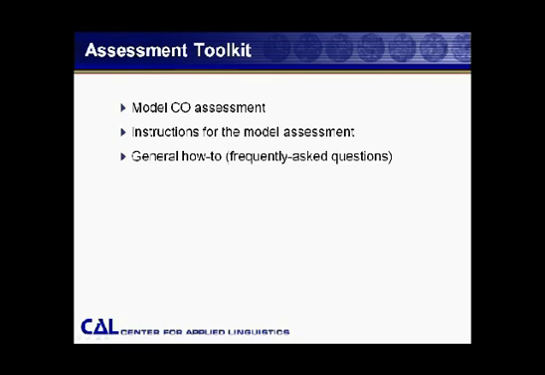So now I will turn it over to Julie to walk us through the three components of the assessment toolkit: the Model CO assessment, instructions for the use of the Model CO assessment, and then the more general how-to background document that answers what we anticipate will be some frequently asked questions about CO assessment for refugees.